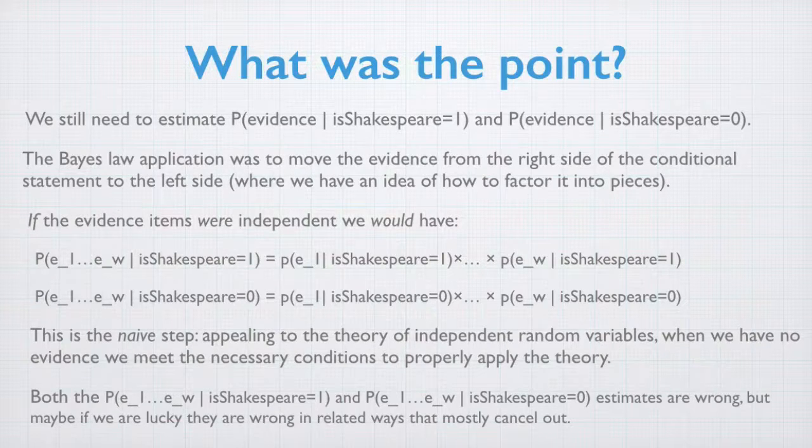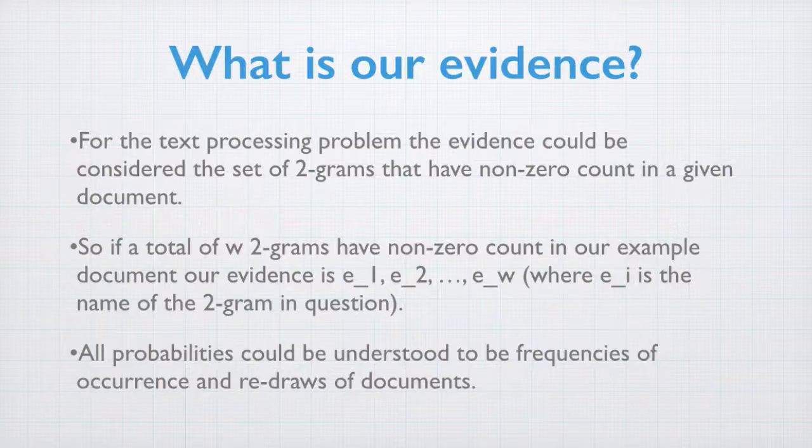This is the naive step. We're appealing to the theory of independent random variables when we have no reason to believe our variables are independent. In fact, good reason to believe they are not. However, both calculations, the one conditioned on being a document from Shakespeare and the one conditioned on not being such a document, have the same error. If we're lucky, the error will behave in similar ways in both calculations and mostly cancel out.